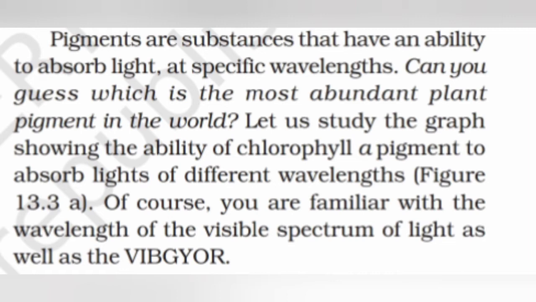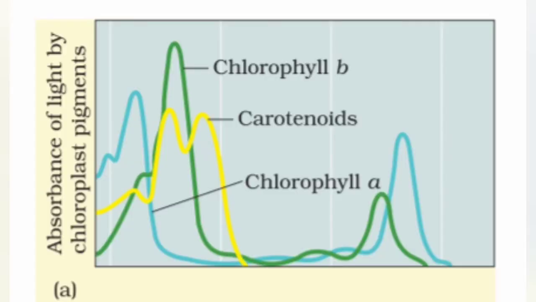We will see the absorption spectra in figure 13.3a. Of course, you are familiar with the wavelength of the visible spectrum of light as well as the Vibgyor. Here is the figure representing the absorption spectra of light by different pigments. We can see chlorophyll A, carotenoids, and chlorophyll B. Chlorophyll B absorbs different wavelengths, chlorophyll A different, and carotenoids different wavelengths.